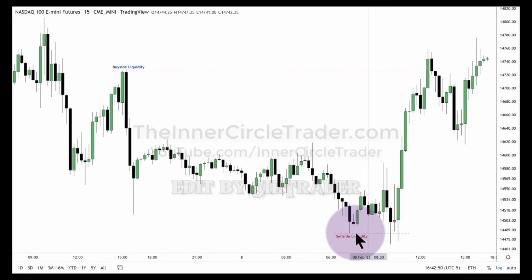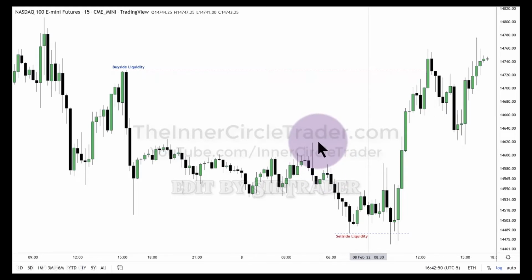So we mark that. And right in here, first to the left is here. We don't want to use this low by itself because it's inside of this candle. So I want to use the extreme. Where's the liquidity going to be? Is it going to be above this, or is it going to be above that? It's going to be above this.